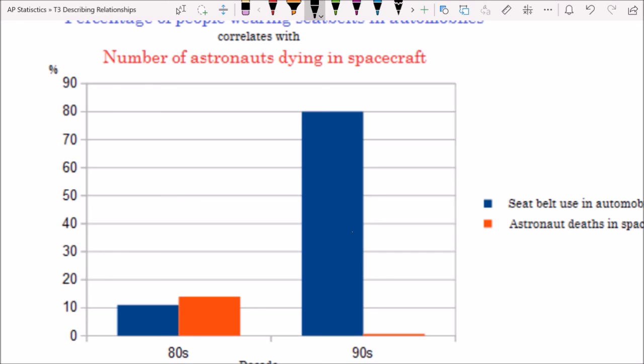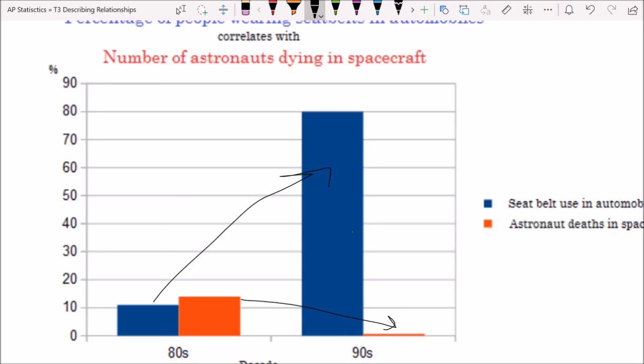Now, look at the orange, the astronaut deaths. In the 80s, the number of astronauts that were killed was in the teens. And it looks like we had maybe one in the 90s, not very many. So if you are unaware of the difference between correlation and causation, you might be tempted to think that the fact that we're wearing seatbelts in our cars has caused the number of astronauts who die to go down. And guys, that's just crazy. There's no way that's true. That by me putting my seatbelt on in the car, the astronauts are safer. No. It's a coincidence.